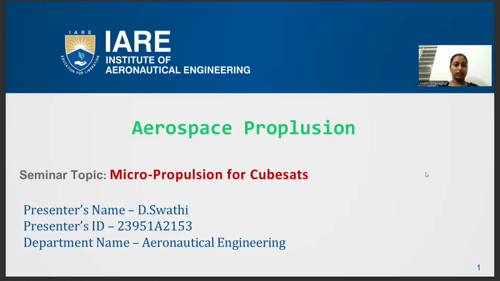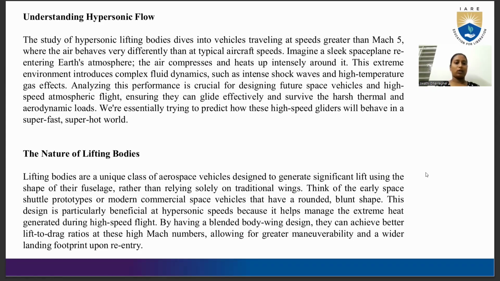Today we are here for the seminar topic of aerospace propulsion called micropropulsion for CubeSats. So let's begin with the topic, micropropulsion for CubeSats. Understanding hypersonic flow.